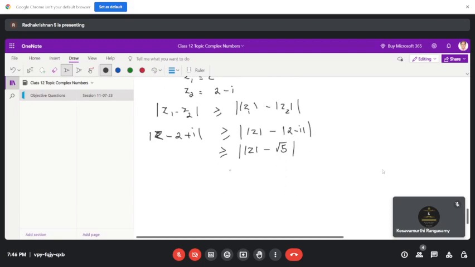Okay. So in inequalities you would have seen, if you come across an equation like this, mod of this is greater than or equal to mod of this, then the solution to that lies in this.